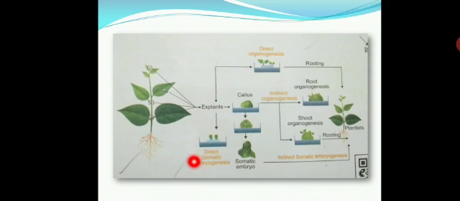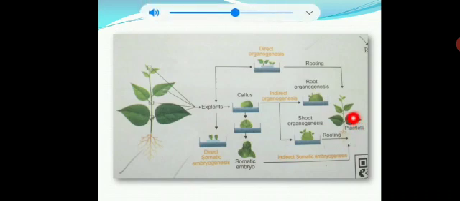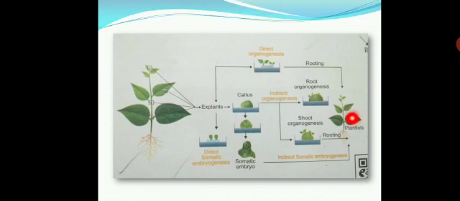In the other route, after the explant, the callus has the capacity to develop a root, or a shoot. That process is called indirect embryogenesis. Here in indirect embryogenesis also the plantlet can be obtained. But in direct embryogenesis we get a somatic embryo. Afterwards that somatic embryo can develop a plantlet. It is the diagrammatic view for the plantlet formation.